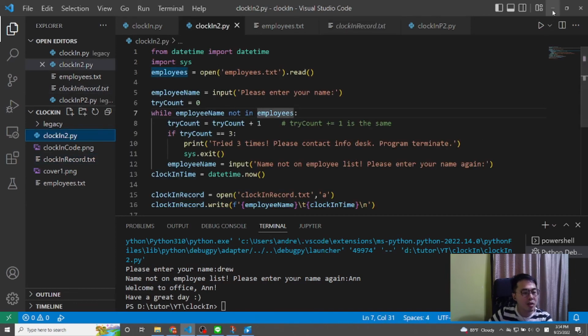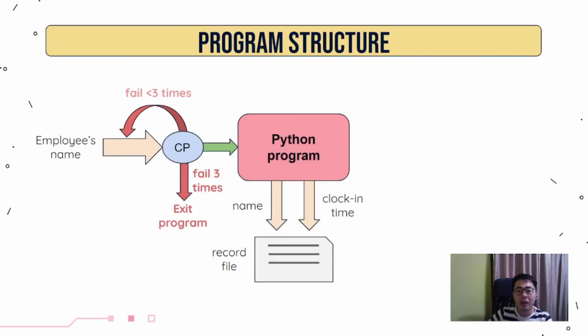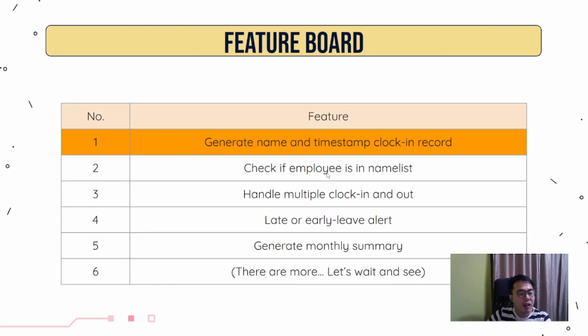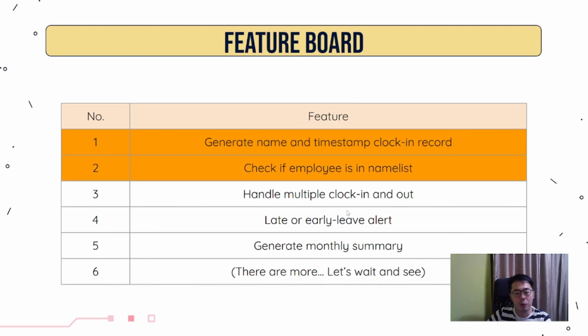Okay, so this is today's task. We can see we have accomplished the first additional feature, and the item is checked off on our feature board now.